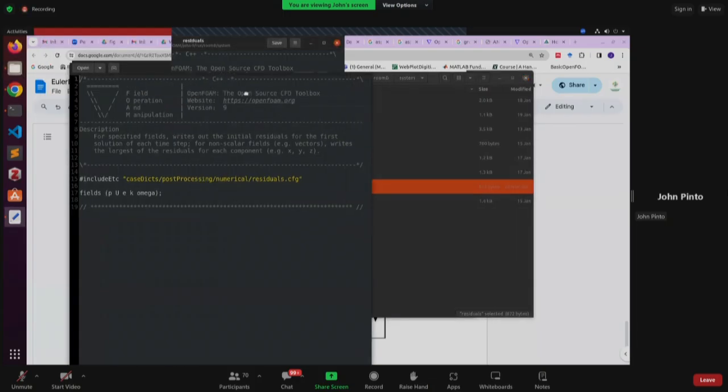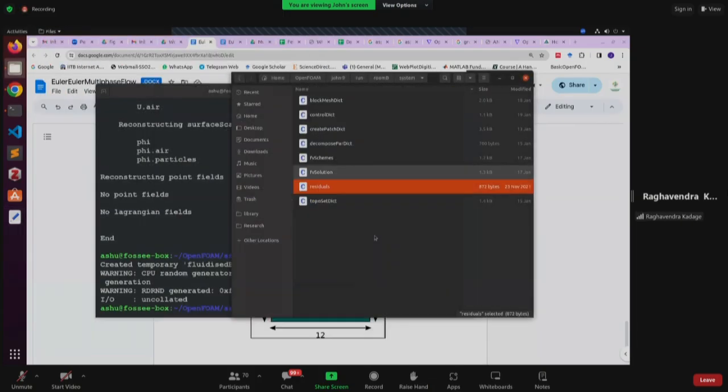This file will be available in some or the other. Okay. So there is foam monitor. Yes, foam monitor is a utility which is already there in your system.